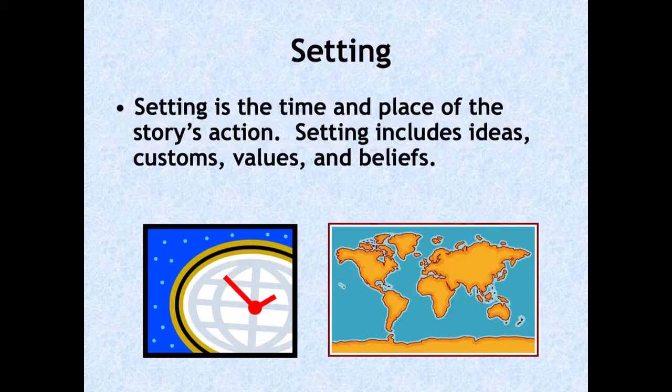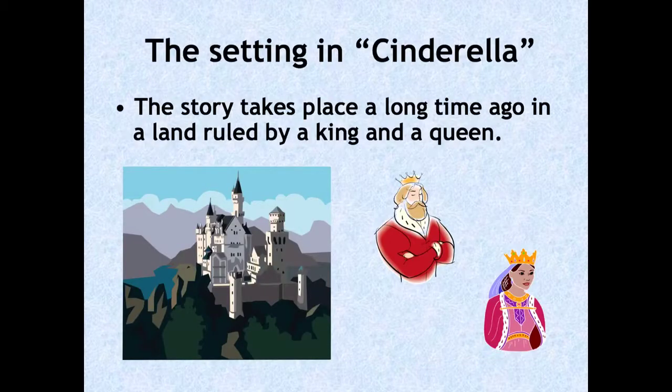It's about creating that sense so that we have an idea in our head of what this setting looks like, not just saying it was set in a forest. Trying to explain it so that when we're reading it, we have a good idea of what that is. So the setting in Cinderella is a long time ago, and it's a land ruled by a king and queen. That's the idea that they give you about the setting.